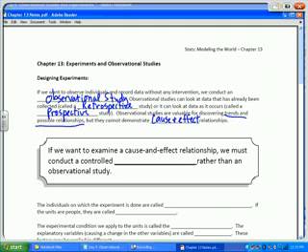If we want to examine a cause and effect relationship, we must conduct a controlled experiment. Very good. Rather than an observational study. Okay, understand the difference between those two?